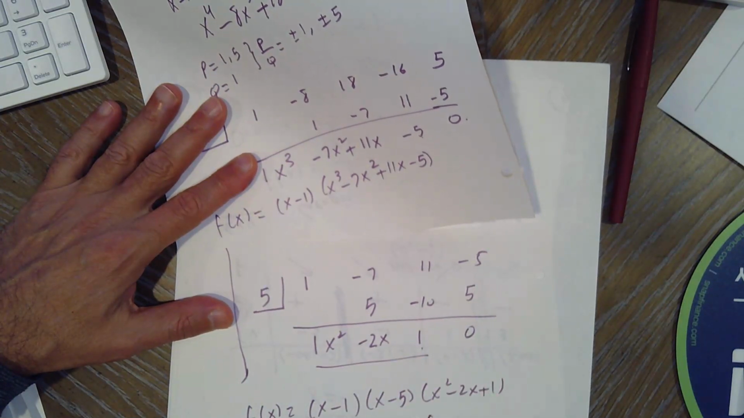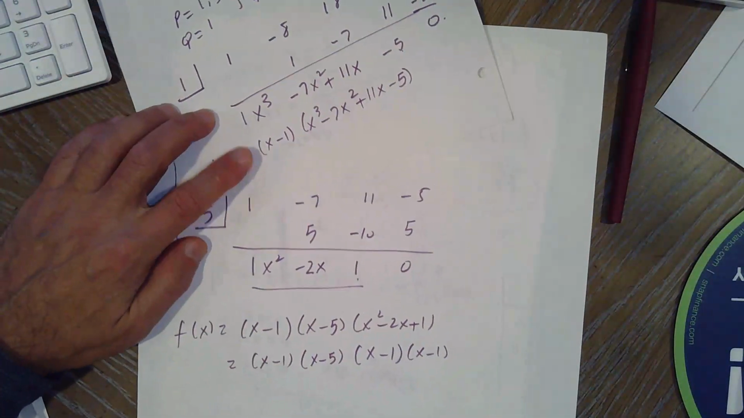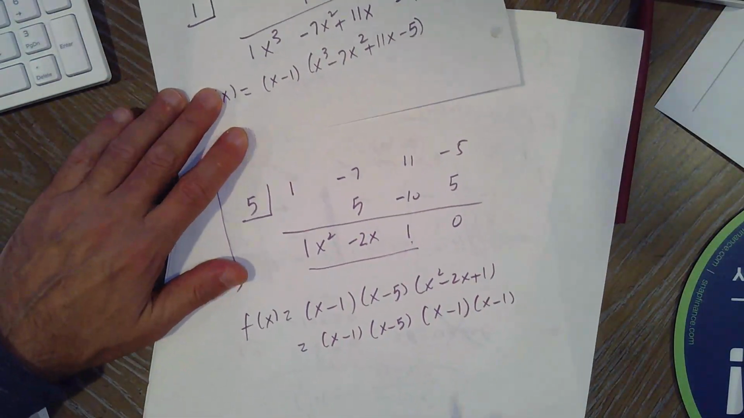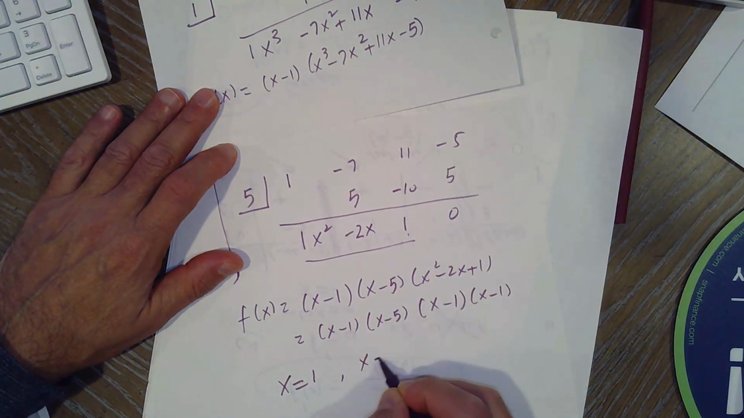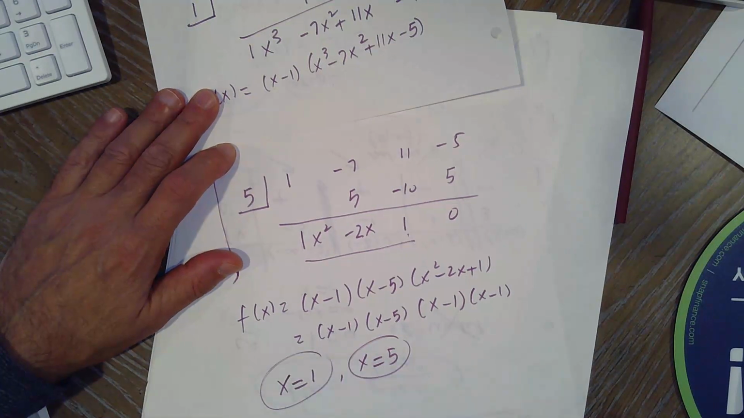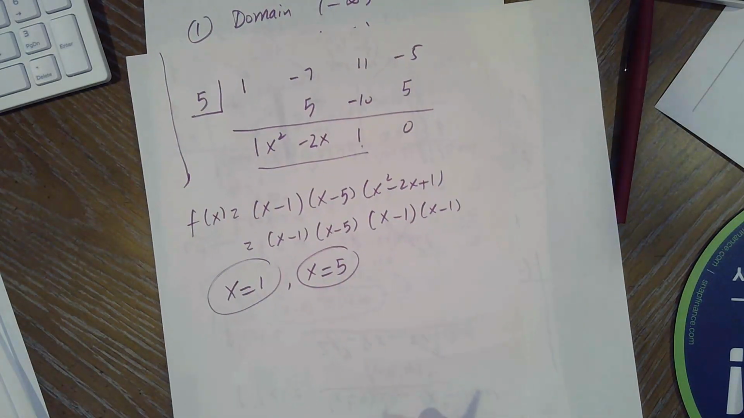And as we predicted, x equals 1 appears 3 times. If you factor x squared minus 2x plus 1, you get x minus 1, x minus 1. And you can see why the graph does what it does at 1. So there's x equals 1 with multiplicity 3 and x equals 5 with multiplicity 1. Those are the x-intercepts or the zeros of the function.